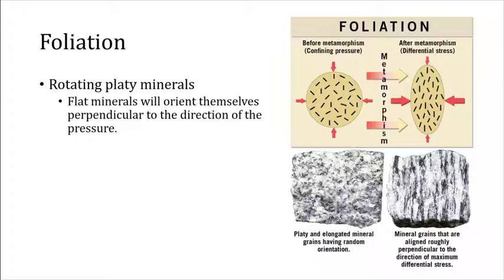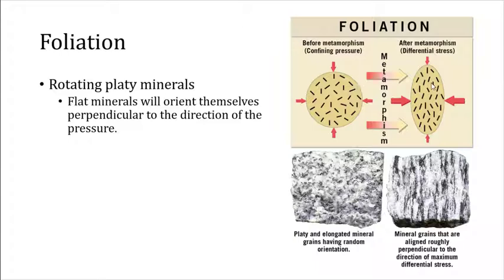There's two basic varieties of metamorphic rock: foliated and non-foliated. And so we'll begin with foliated metamorphic rocks. So how does this happen? Well, a few ways. If we look here at a rock, let's say it's a granite or something like that, you've got confining pressure, that confining pressure that we need.